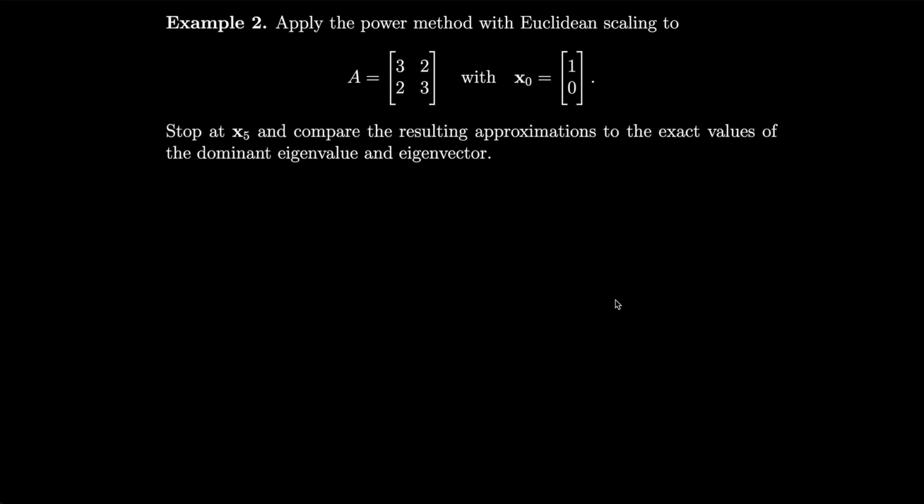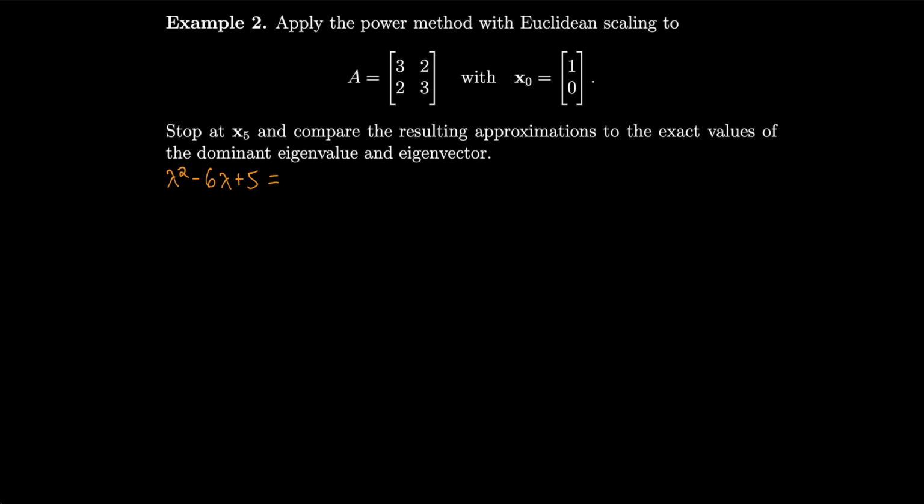So let's do an example. Let's apply the power method with Euclidean scaling to this matrix A with starting vector x0 equal to (1, 0). We'll stop at x5 and compare the resulting approximations to the exact values of the dominant eigenvalue and eigenvector. So first, how about we write out the characteristic polynomial? In this case, that's lambda squared minus 6 lambda plus 5. You could take the determinant of the matrix with lambda minus 3 and lambda minus 3 on the diagonal and minus 2 off the diagonal, or do one of the other tricks that we've learned.